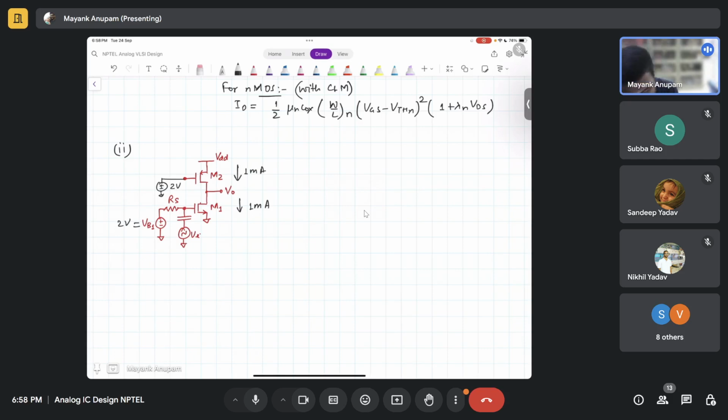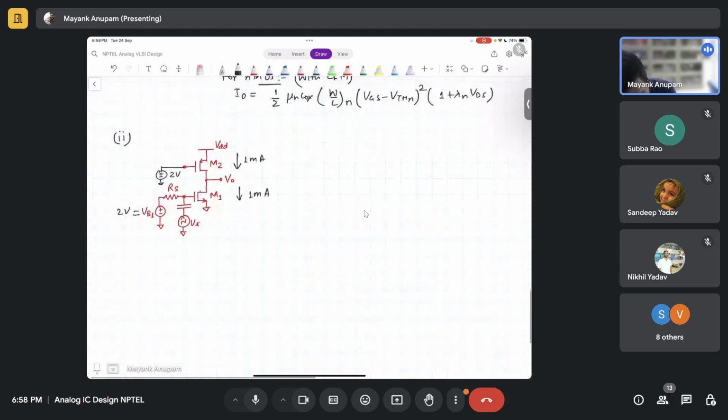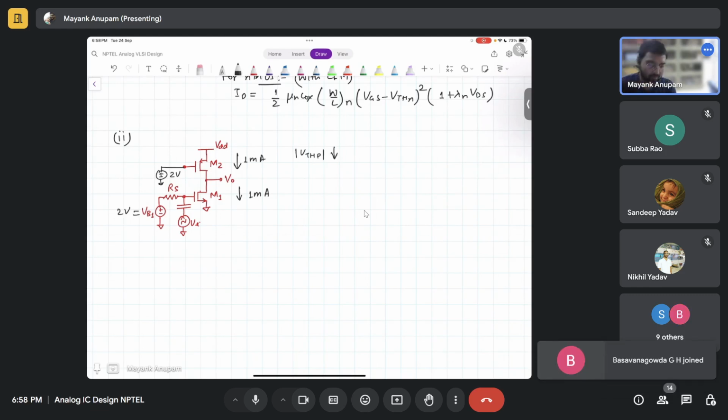So now, in this condition everything is fine, everything is good. Now tell me something. Due to some reason, mod of VTHP decreases suddenly. VTHN remains the same, but VTHP decreases.